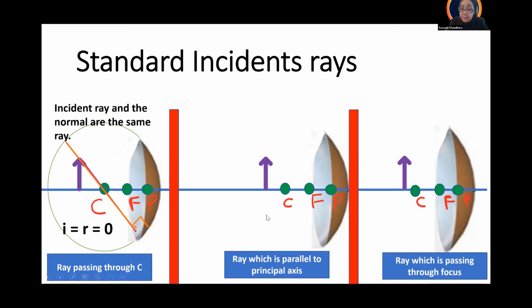The second example of the standard incident ray is the ray which is parallel to the principal axis. The ray which is parallel to the principal axis travels or passes through the focus. And on the other hand, it is just the opposite. The ray which is passing through the focus gives a reflected ray parallel to the principal axis. So these 3 rays, we call standard incident rays.